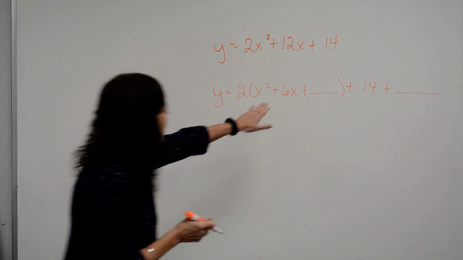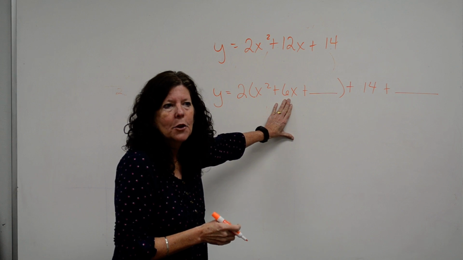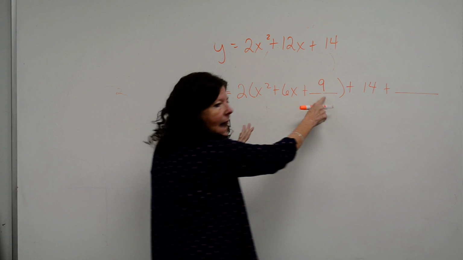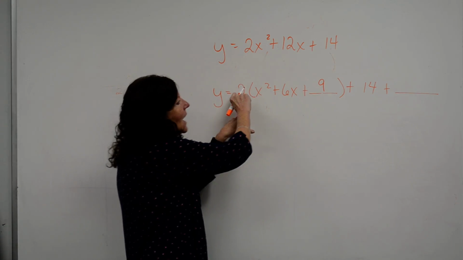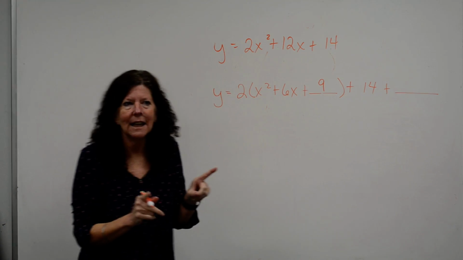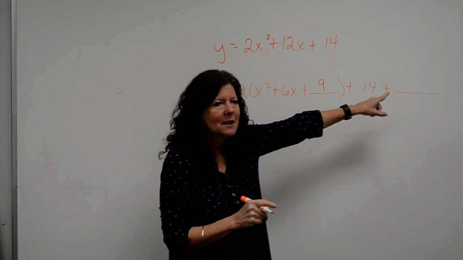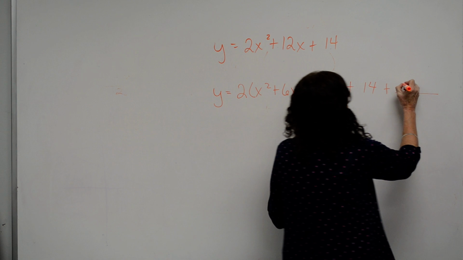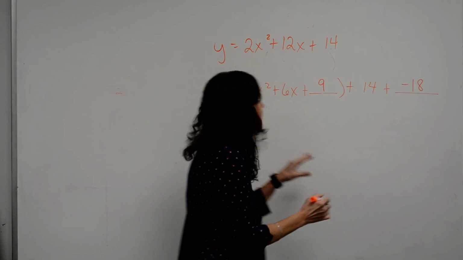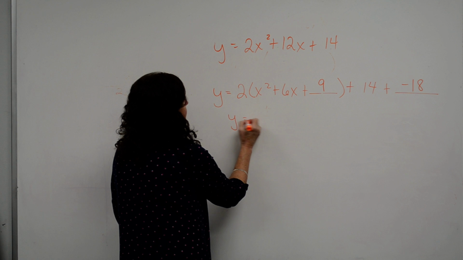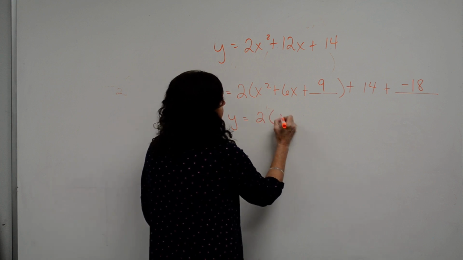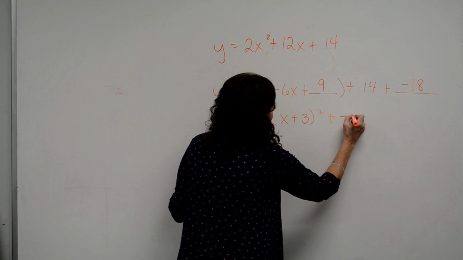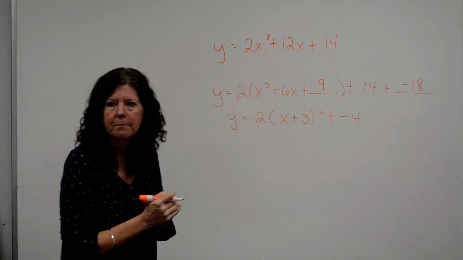All right, what's half of the 6? 3. What's 3 squared? 9. Now, technically I haven't just added a 9, I've added an 18. So what do I have to put down there to counter the 18? Negative 18. Vivian, you with me? Yeah. Okay, now I've got to factor this. Y is equal to 2 times, parentheses, x plus 3 squared plus negative 4, right?